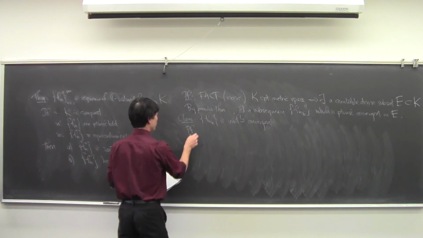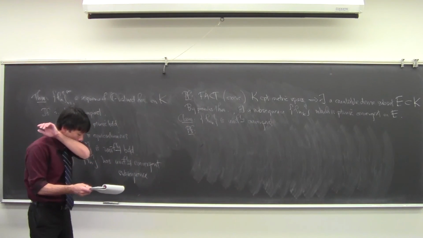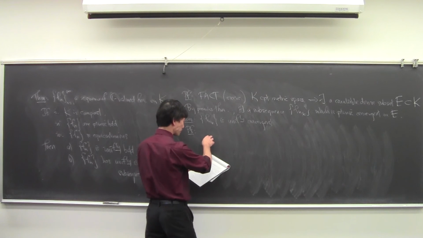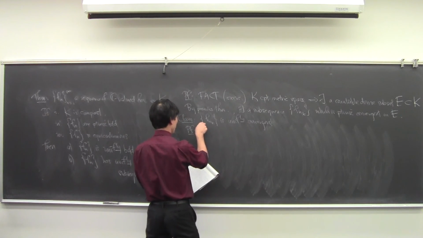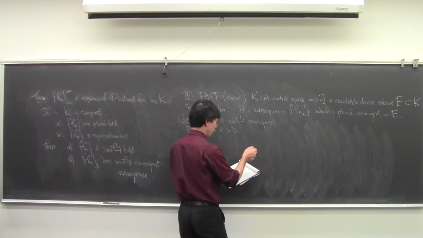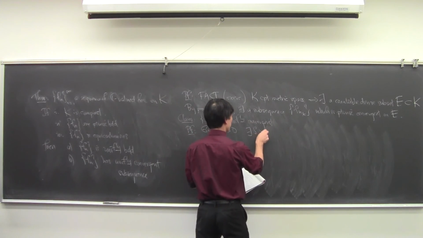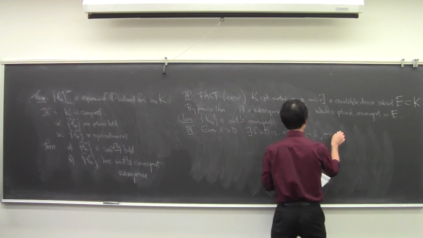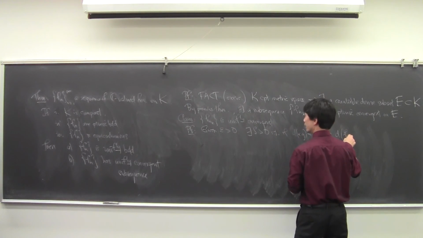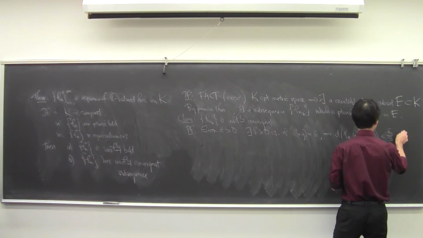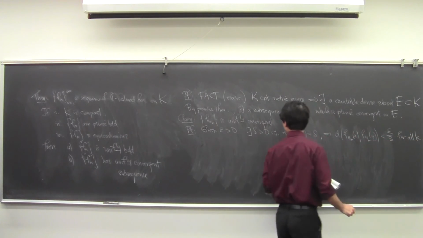So again, we're going to use equicontinuity. Suppose that somebody gives you an epsilon. Then by equicontinuity, there exists a delta such that if the distance between two points is less than delta, then the distance between f_{n_k}(x) and f_{n_k}(y) is less than epsilon over 3, say, for all k.